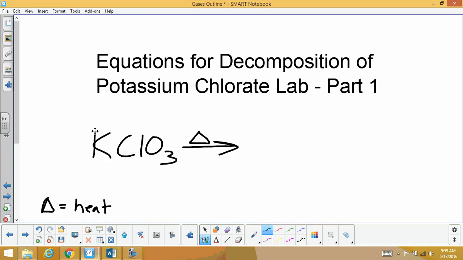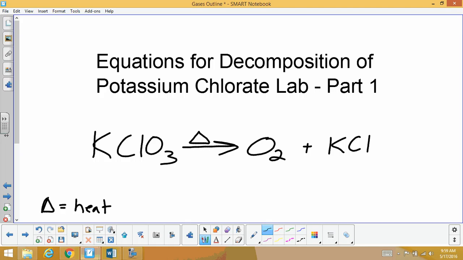So KClO3 gets heated up, and as we know, we collected O2, so oxygen, inside of those gas collected bottles, and what was left was KCl, so potassium chloride and oxygen. This is imbalance. This is what you're going to have to add in.